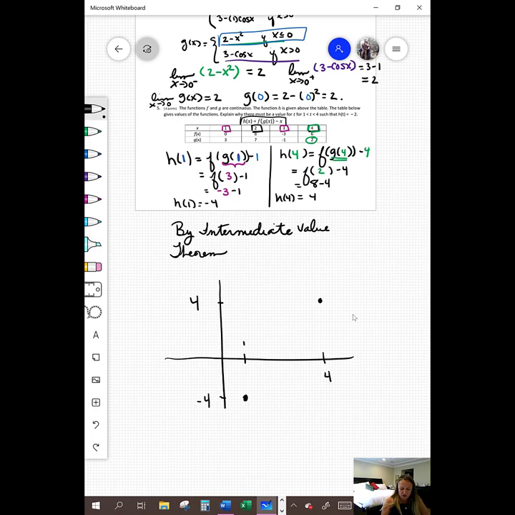And we want to prove that there's some value between 1 and 4 that's going to give us a y value of negative 2. And by the intermediate value theorem, because we have a continuous function, I don't know what's going on in between right now, but it has to cross that y value equals negative 2. Okay, so that is the first part of the first exam.